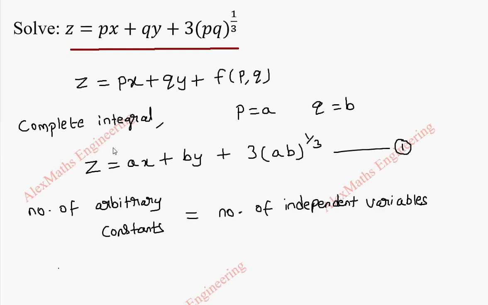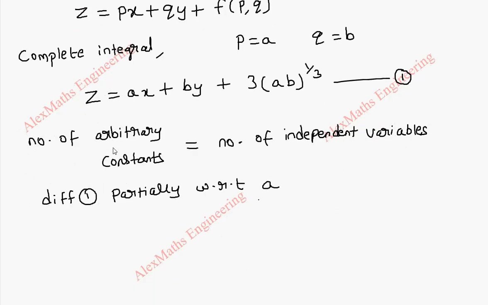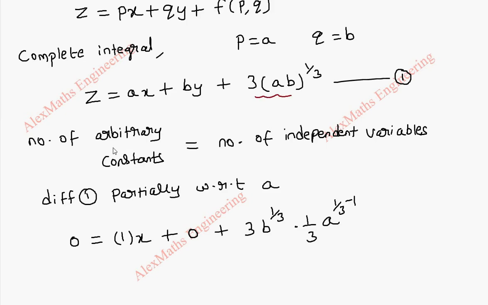Now to find the singular solution, we have to take the first equation and differentiate partially with respect to the constant a. Other than a, remaining are treated as constant, so the differentiation becomes 0. Z differentiation is 0. Ax gives 1 times x, x is a constant as it is, by is fully constant, so it is 0. Here 3b power 1 by 3 is a constant. We have a power 1 by 3, that differentiation is 1 by 3 a power 1 by 3 minus 1. So this is actually 3 a power 1 by 3 and b power 1 by 3.